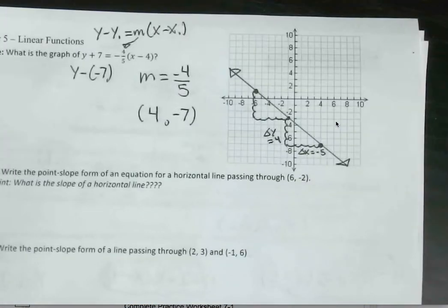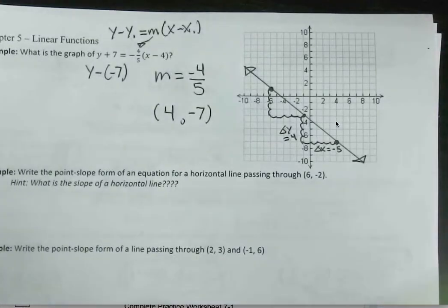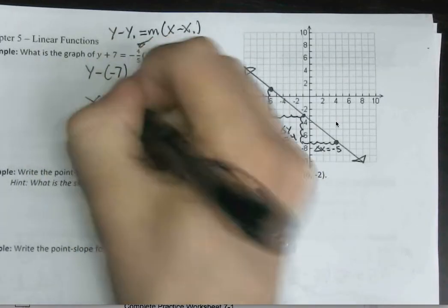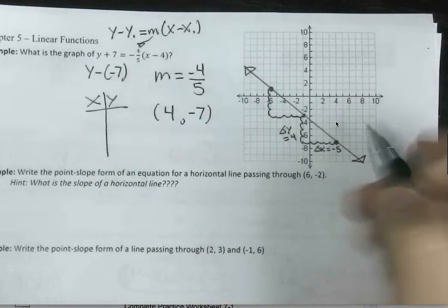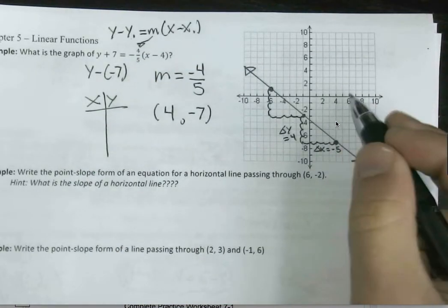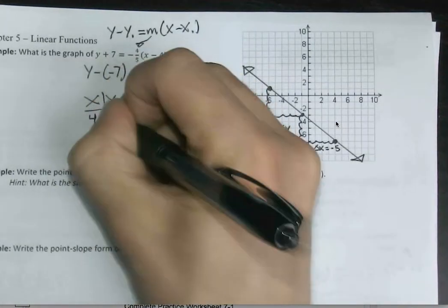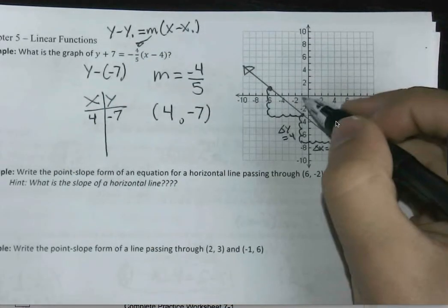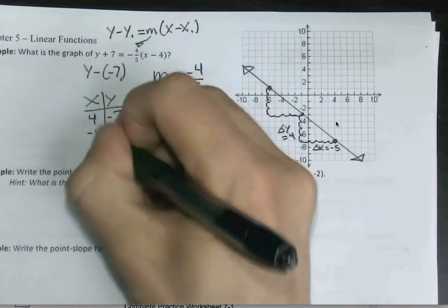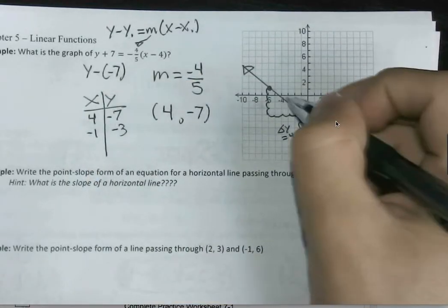When you're really crafty, you can also just say what points were on this. So the 3 points that we mapped out, because we were really awesome with this, were definitely 4, -7. We also saw -1, -3. We also saw -6, 1.